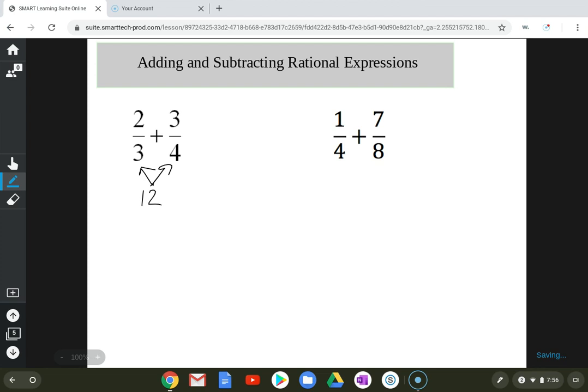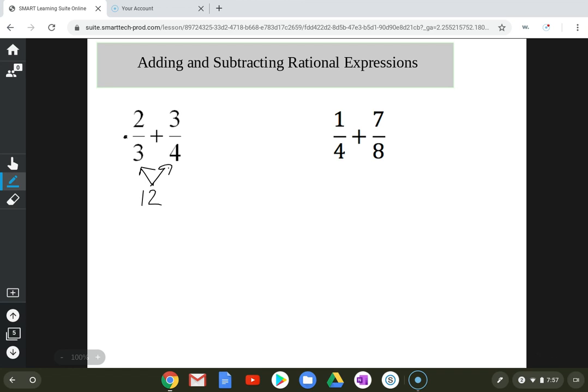So you keep multiplying until you figure out what the least common multiple is of these two numbers, and it's 12. If you don't want to mess with the least common multiple, you can just multiply them together. But I'm telling you now that the least common denominator will make life easier for you. All right. So our least common denominator is 12.